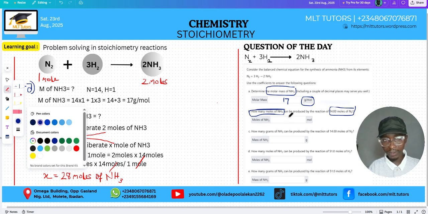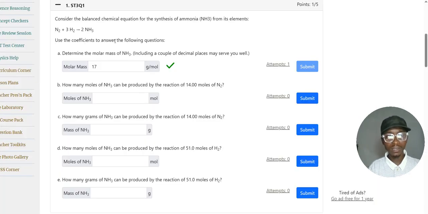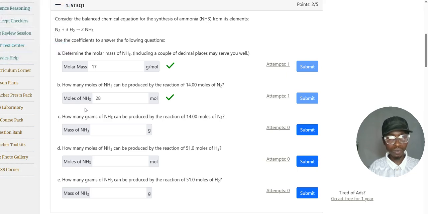So our answer is 28 moles. Okay, let's confirm that in the software. So we have 28 moles. Let's submit that. Oh, that's perfect. That's correct. All right. We have 3 more questions to go, which is question C. How many grams of ammonia can be produced by the reaction of 14 moles of nitrogen gas?